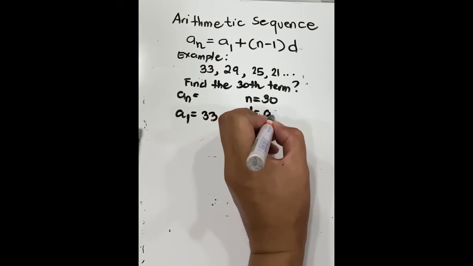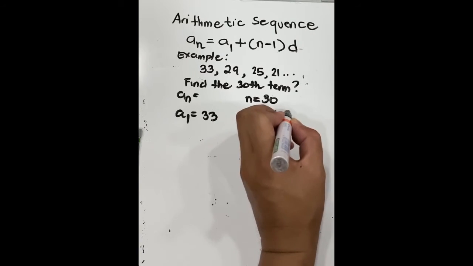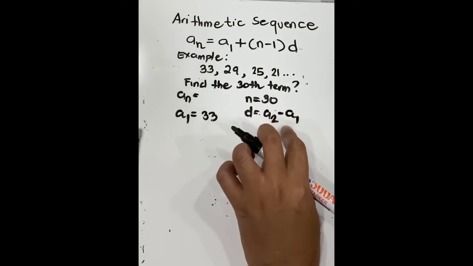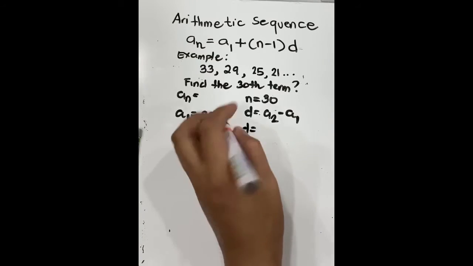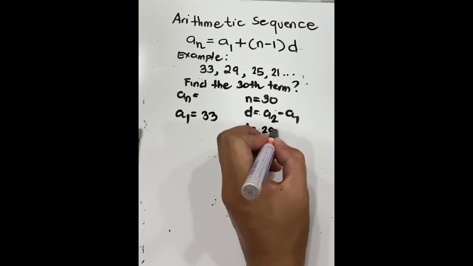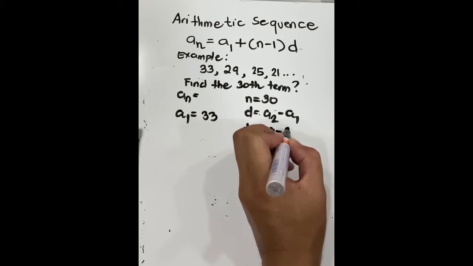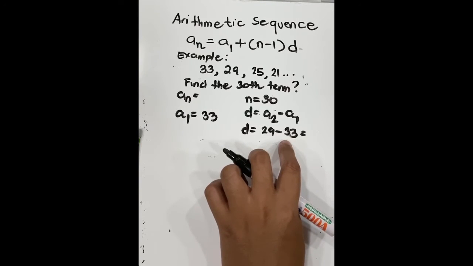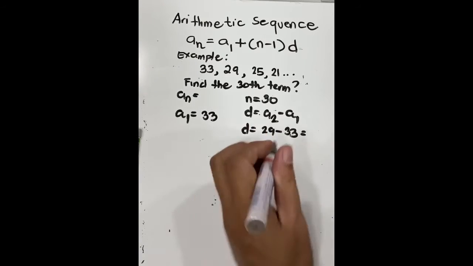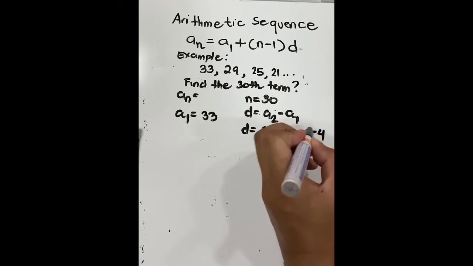So a sub 2 or the second term minus a sub 1 or the first term. So pinagma-minus lang natin yung dalawa. So our second term is 29 minus 33. As you notice, mas mababa yung value ng nauna nating number kaysa dun sa pangalawa. So we expect that our common difference is negative. So 29 minus 33, that is negative 4.